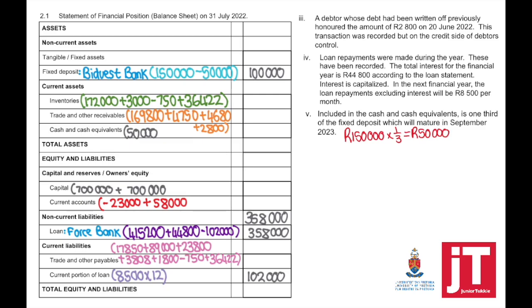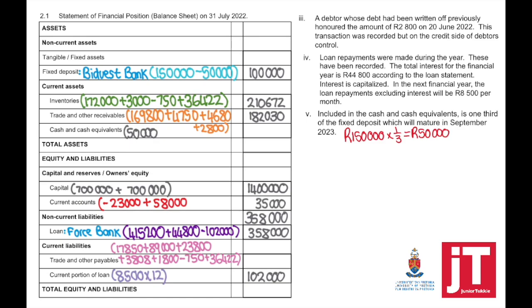Now that we've completed all the adjustments, we can finish the statement of financial position by closing all the brackets, calculate your inventories, trade and other receivables. Then we need to go on to our capital and reserves, our owner's equity. Our total capital was 1.4 million.